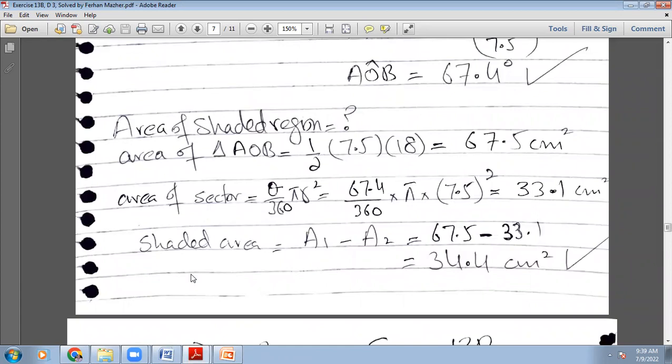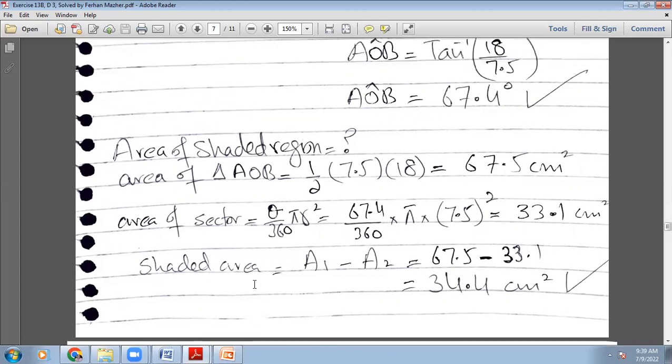Then find the area of that sector. The area of the sector, the formula is theta by 360 pi r square. Theta is 67.4 divided by 360 multiply pi multiply the radius 7.5 square. So you get 33.1 centimeters square. So the shaded area will be area 1 minus area 2, and that will be 67.5 minus 33.1. So that will be 34.4 centimeters square.